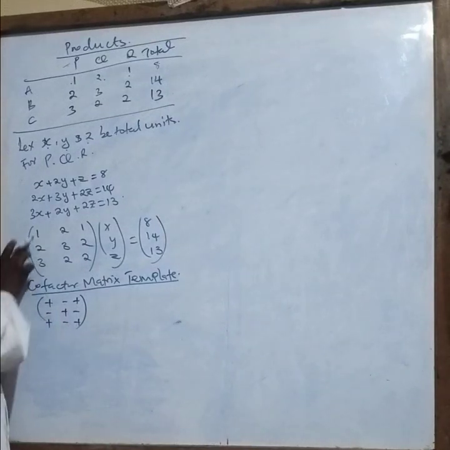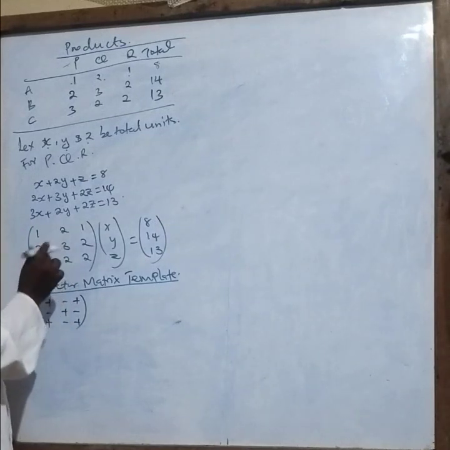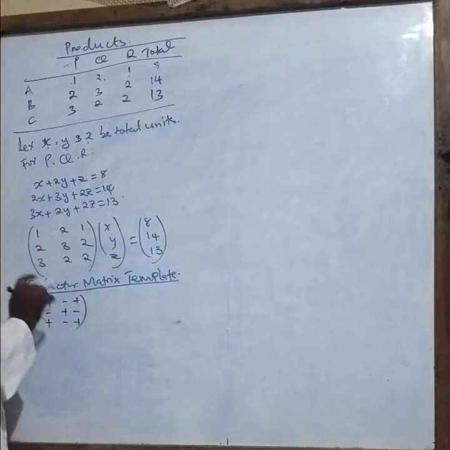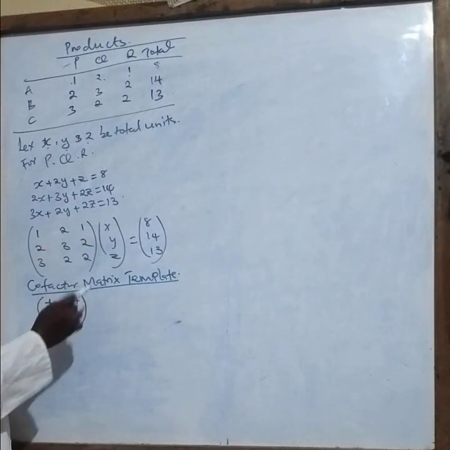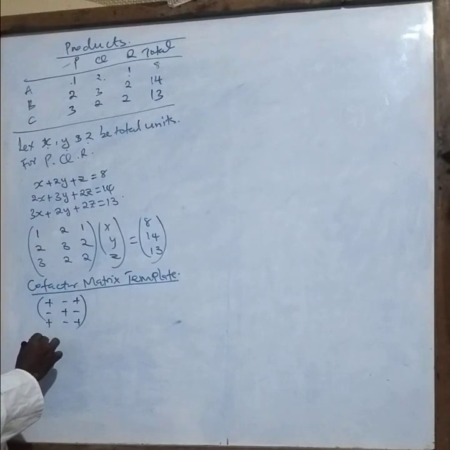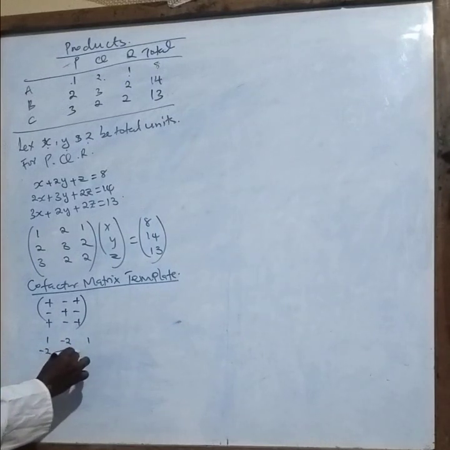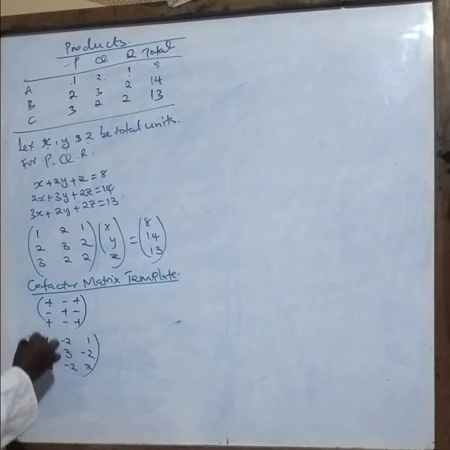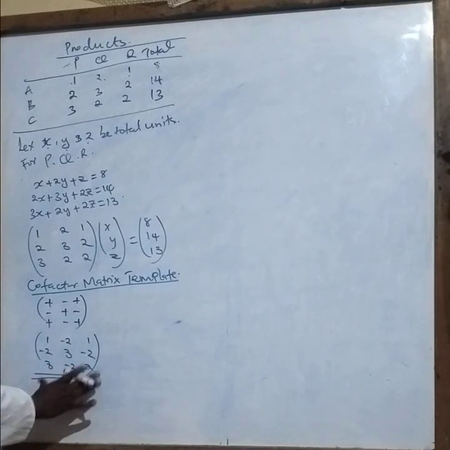So we multiply positive. All these seem to be positives here, but you might find a question with some negatives. If these are negative, then a negative times a negative is positive. But all these are positive. So positive times positive is positive. Positive times negative is negative. Like that. So therefore, this and this gives you 1, negative 2, 1. Then negative 2, 3, negative 2. Then 3, negative 2, 2. Like that. So this is your template.